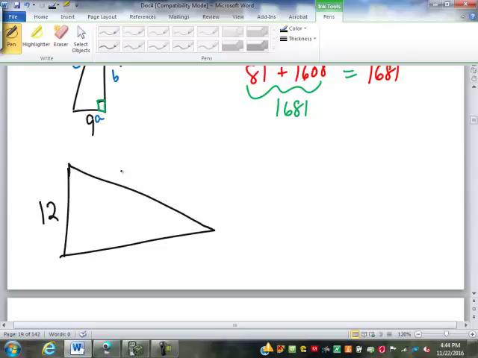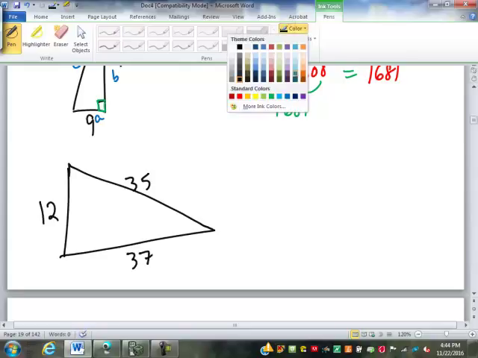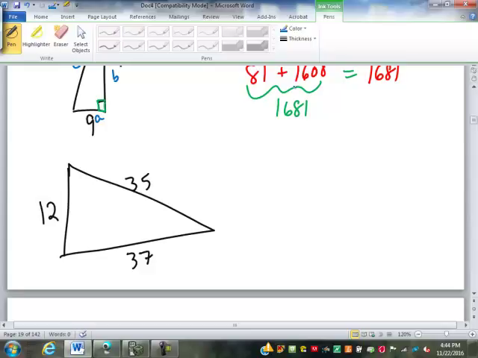So for this one, if I have 12, 35, and 37, which two sides would be A and B? 12 and 35. And so 37 would be C. Again, I don't know if this is a right triangle, but I know that if it is a right triangle, the longest side must be the hypotenuse. The two shorter sides must be the legs. So 12 squared plus 35 squared, and we're checking to see if that equals 37 squared.